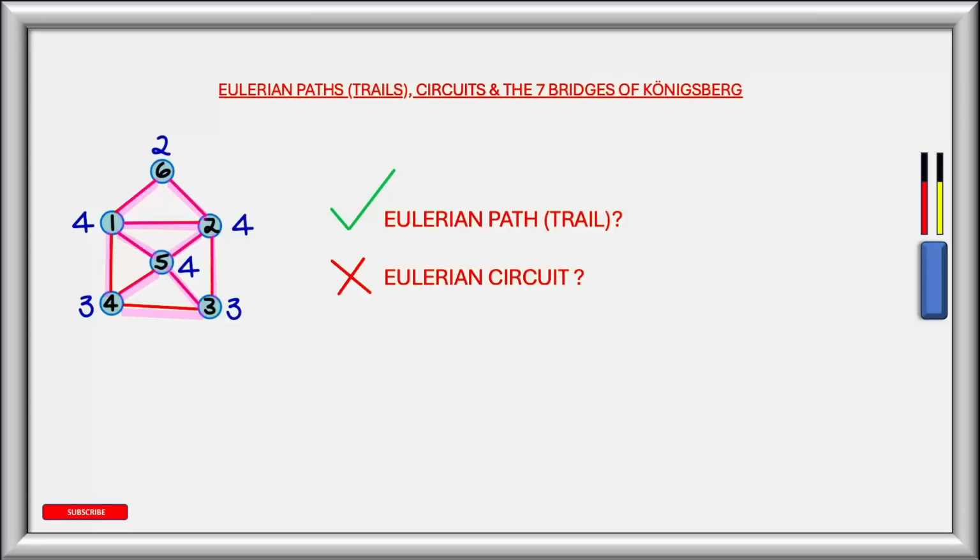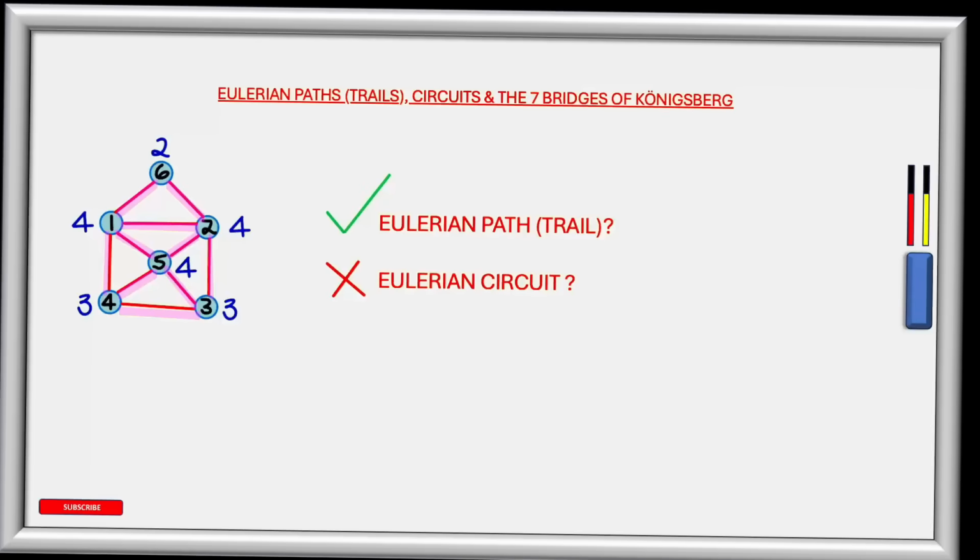So why can't it be an Eulerian circuit? Well, in Eulerian circuits, the degree of every vertex has to be even. And in our case, we have 2 vertices with an odd number of degrees.